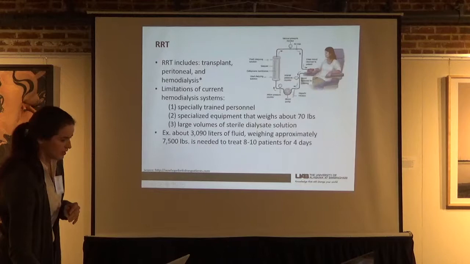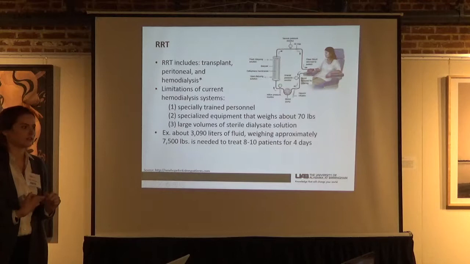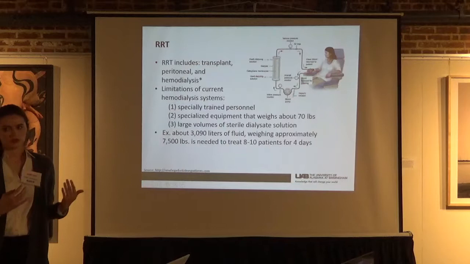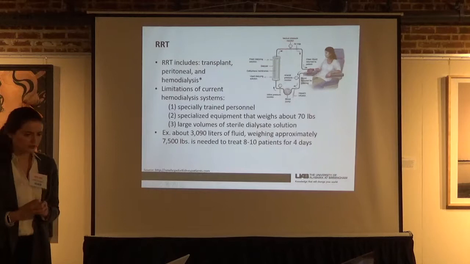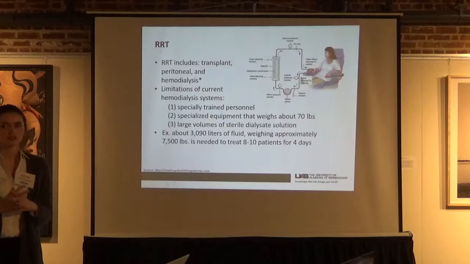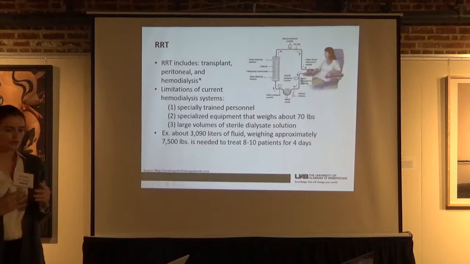So traditional RRTs include kidney transplant, peritoneal dialysis, and more commonly hemodialysis, where a few ounces of blood at a time go through a specialized filter and remove excess waste, solutes, and fluid from the blood. More compact and simpler hemodialysis machines are increasingly popular, but even with better procedures and equipment, it's a very inconvenient and complicated therapy with many limitations.